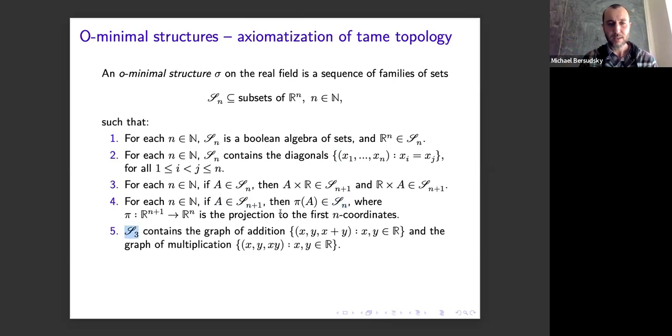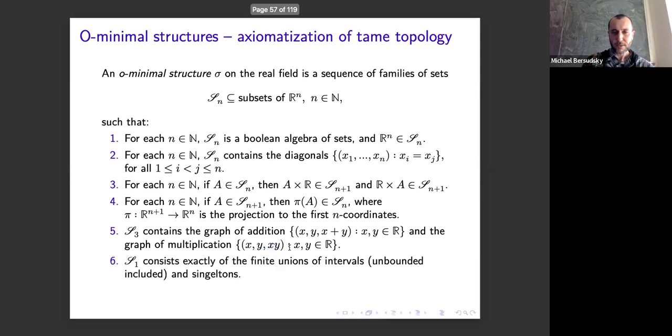Another important thing is that in 3 dimensions, we must have the addition graph and the multiplication graph. Those properties already, you can use them to show that those script S have to contain all semi-algebraic sets. And this is a crucial requirement: the one-dimensional sets are precisely finite unions of points and intervals.